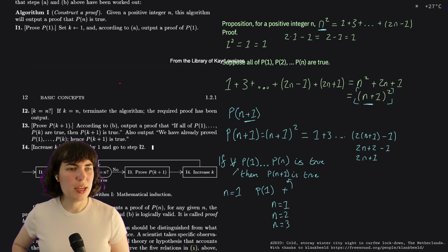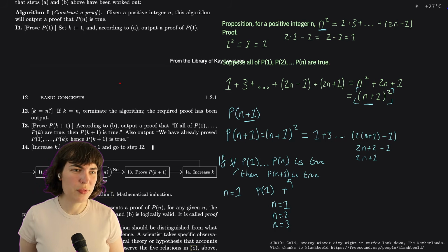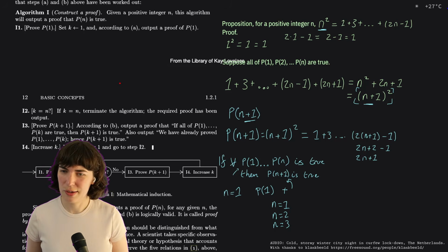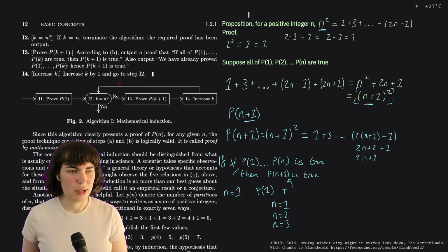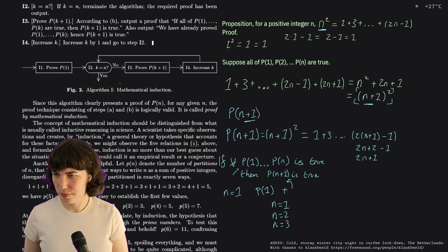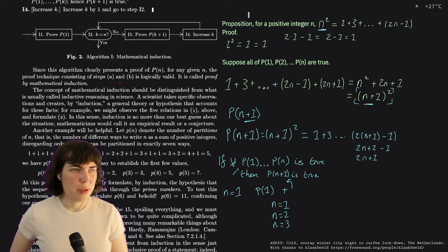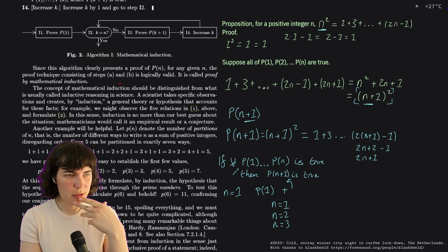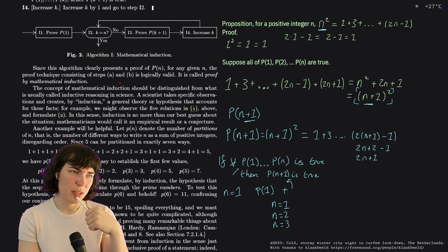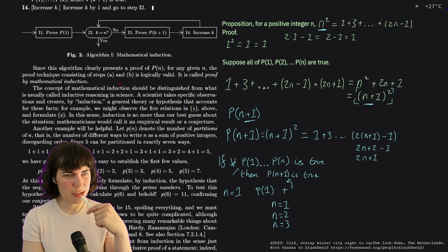And Rook says, using n equals k is how modern textbooks teach induction, introducing another variable. Aha. I see. Okay. All right. Great. Okay. We'll see how much further I get before my internet goes wrong even more. Okay. Since this algorithm clearly presents a proof of Pn for any given n, the proof technique consisting of steps A and B is logically valid.